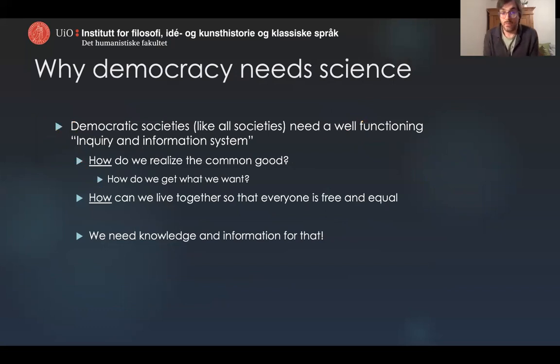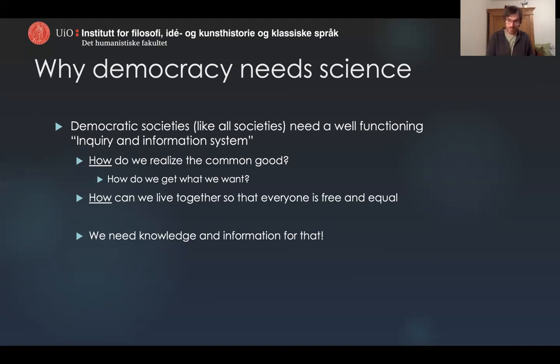So democratic societies, like all societies, need a well-functioning inquiry and information system. We need a system for having knowledge and distributing that knowledge among everyone. How do we realize the common good? We are interested in democratic society, in something that we all want. How do we get what we want? We need a lot of information about that. We need a system to distribute that information amongst us. How do we live together so that everyone is free and equal? How can we actually do that?